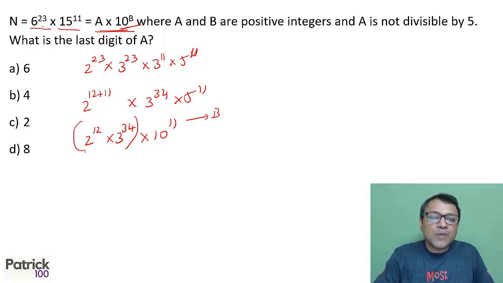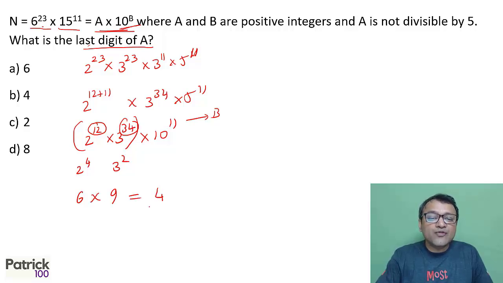A will be this whole part, 2^12 into 3^34. I want the last digit of A. If you know the cyclicity rule, 12 is a multiple of 4, so 2^12 is same as 2^4, so the last digit will be 6. Same with 34: if you divide by 4, the remainder is 2. So 3^34 is same as 3 square, and the last digit is 9. So the last digit will be 6 into 9, which will end in 4. B option. The last digit will end in 4.